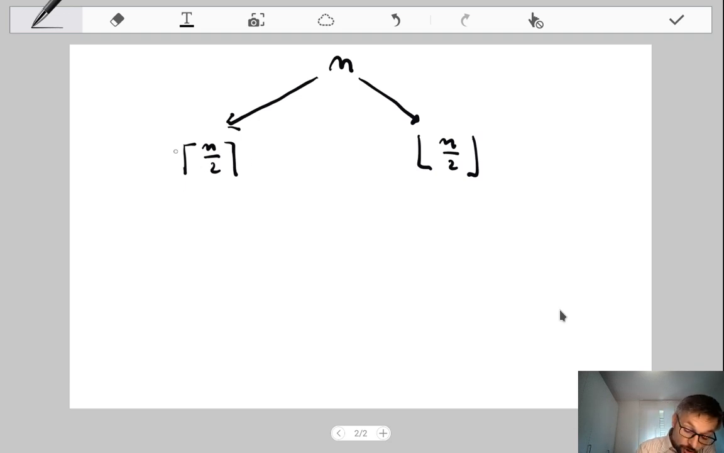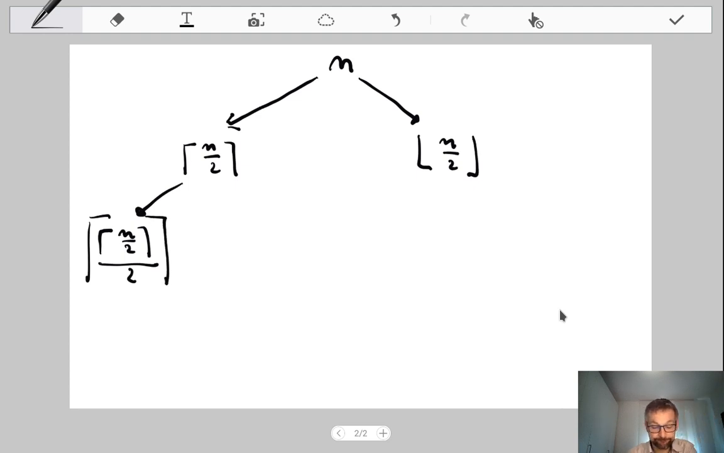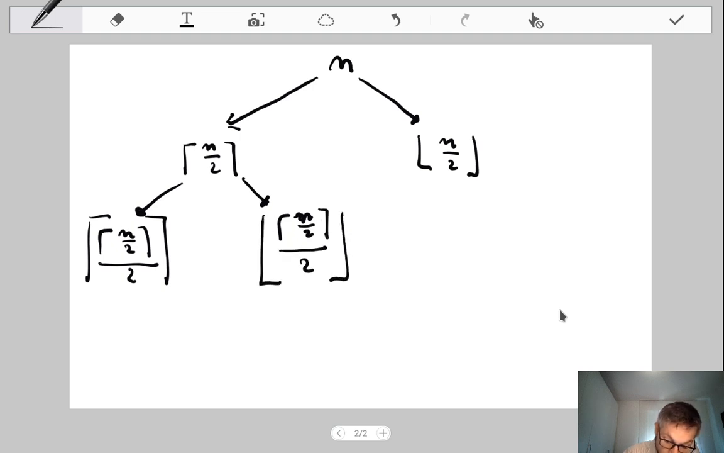Now, of course, from this point, let me reduce the size of my arrow. I need again to perform two recursive calls, and the first one will be the floor of n divided by 2 divided by 2, and the second one will be n divided by 2 divided by 2 ceiling. Okay, so since the number of elements on this call is the ceiling of n divided by 2, and then I need to repeat two recursive calls, the two recursive calls will be applied to this number, and that's why here we have these two.